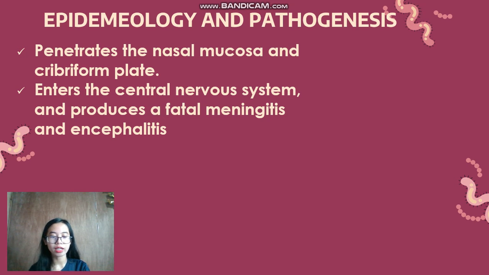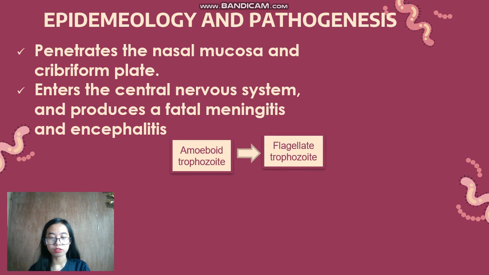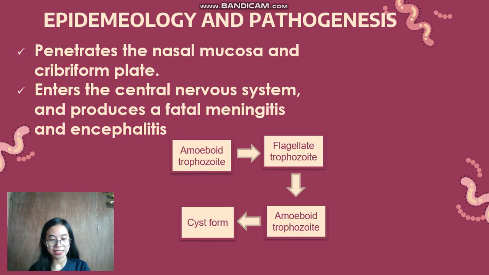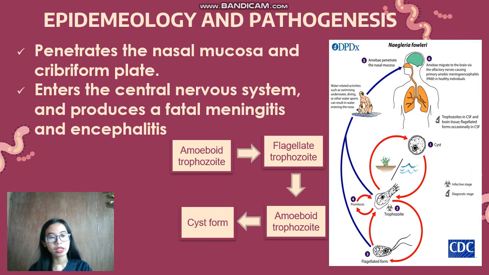The entire life cycle of the parasite goes from amoeboid trophozoite to flagellate trophozoite to amoeboid trophozoite and through a cyst form. It occurs entirely in the external environment. It starts with the infective stage, the cysts, and through mitosis, it becomes a trophozoite. This is the infective stage already, and it goes along and becomes the flagellated form, which then forms in the water.